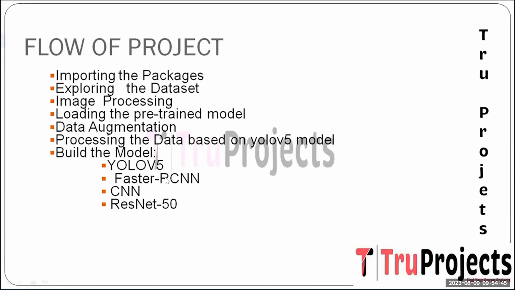First one is YOLO v5. It stands for You Only Look Once version 5. It is an advanced object detection model that excels in real-time identification of objects in images. Its speed and accuracy make it suitable for swiftly detecting forensic objects or features, enhancing the efficiency of investigation and evidence analysis. And the next one is Faster RCNN.